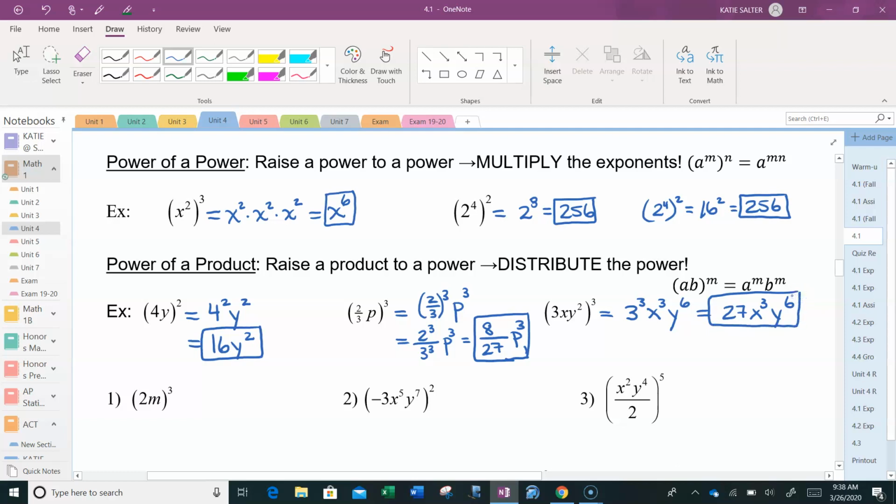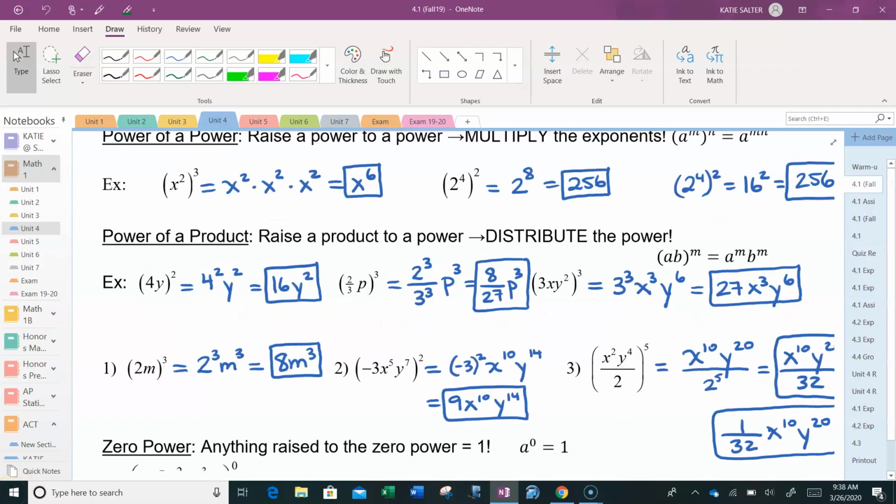All right. Use your sheet of paper and write down the next couple of problems and try them out. Pause the video. When you're done, replay the video to make sure you did them correctly. So for number 1, we have 2m to the 3rd power. So that's 2 cubed, m cubed, which ultimately would be 8m cubed.